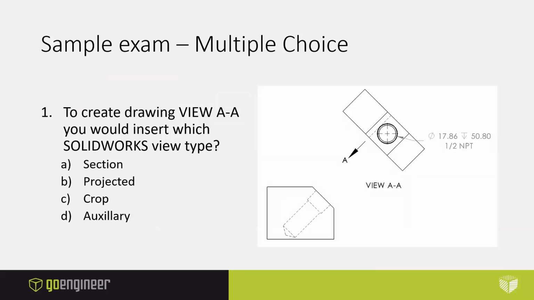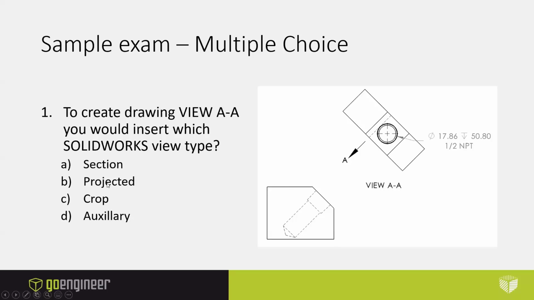All right, so here's my sample part. This is a question versus building the model, and it is a multiple choice. So there's going to be some questions and then some model building. In this particular case, it's showing me a drawing view. It's got 2 views in there. It's got that whole call out, but just looking at this, okay, it's a drawing, and it asks, to create the drawing view AA, which SOLIDWORKS view type would you insert? Now, looking at this, it's definitely not a crop view, so I can blank that out. I don't see any section lines in here, so I can blank out that section.